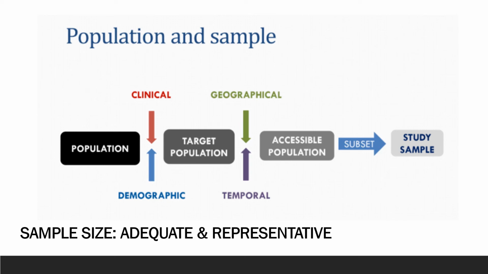Now the MCQ that is common in this area is: what are the factors that you take into account while moving from population to target population? These are the clinical findings and the demographic findings. While from target to accessible population, it is the geographical ones and the temporal ones. So CD between population and target population, GT between target population and accessible population. And whatever the sample size, it has to be adequate and representative of the target population.